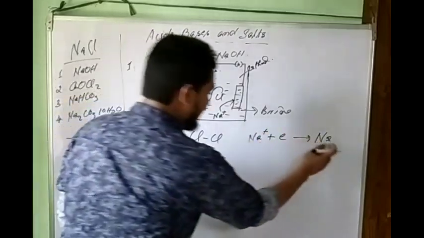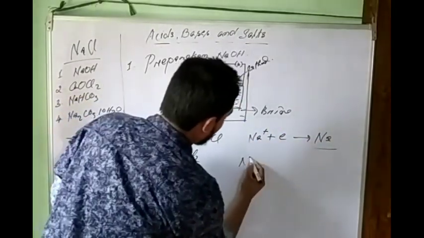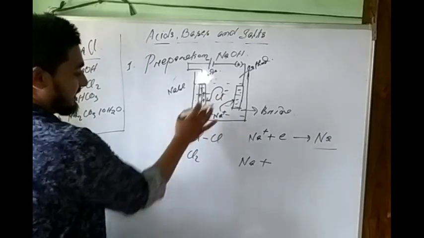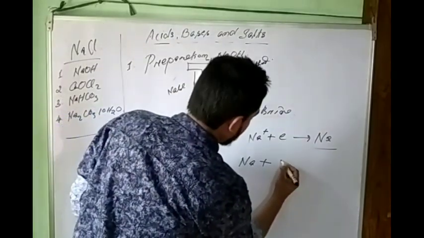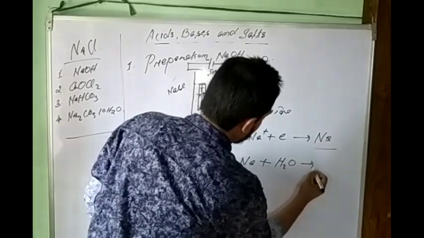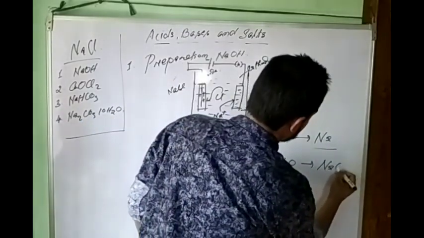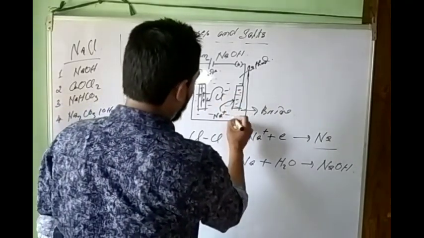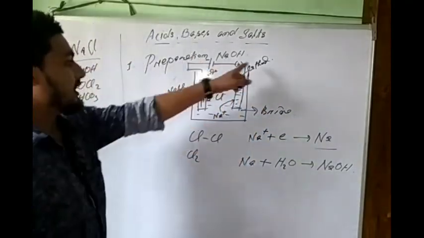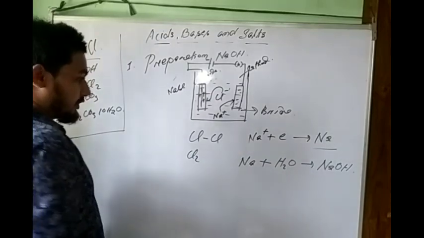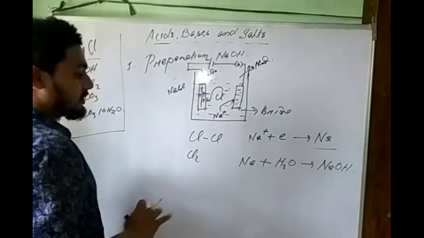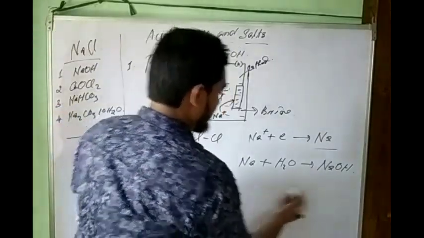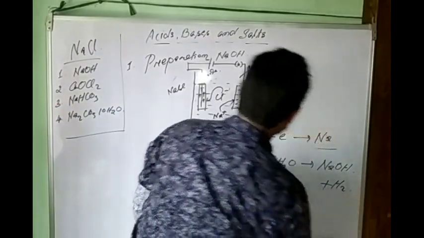Okay, and this metallic sodium again will react with the water. The water present in it will react with this sodium and will form sodium hydroxide. So sodium hydroxide will be formed on this side of the cathode. By this way we can prepare sodium hydroxide. Here sodium hydroxide forms, and hydrogen will also form.